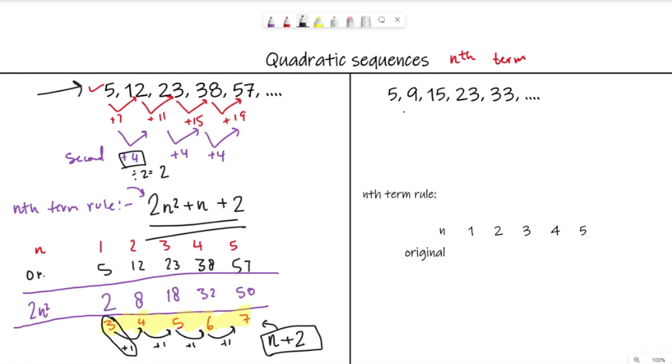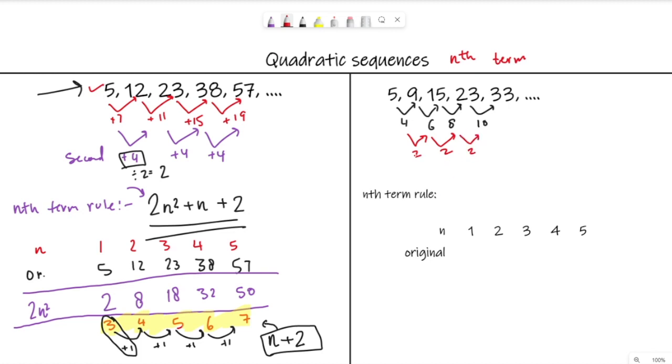So first thing we do, we find the first difference. So it's plus 4, plus 6, plus 8, and plus 10. Now let's go to the second difference. So the second difference is 2, 2, and 2.